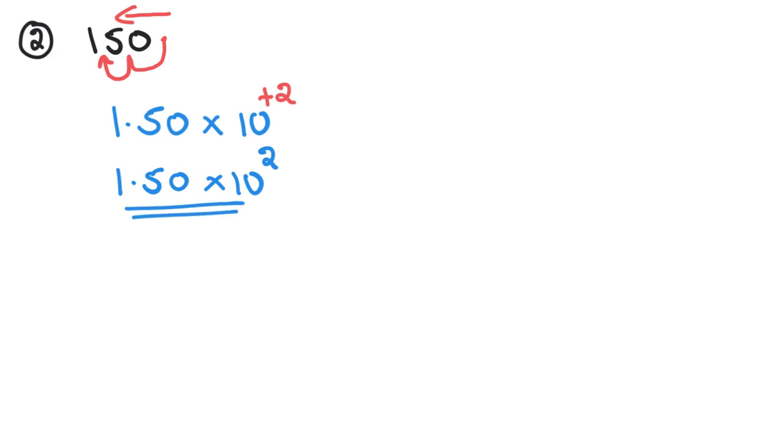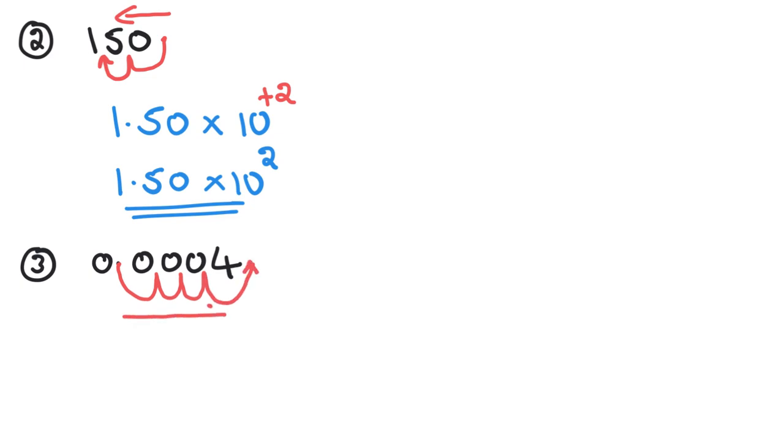Okay, let's try another one. 0.0004. Now the first question, is this number in standard form? It is not, because this number is less than 1. So let's write this number in standard form. If I have to write this number in standard form, I must bring the decimal point which side? I will shift the decimal point 1, 2, 3, 4, 4 digits to the right.